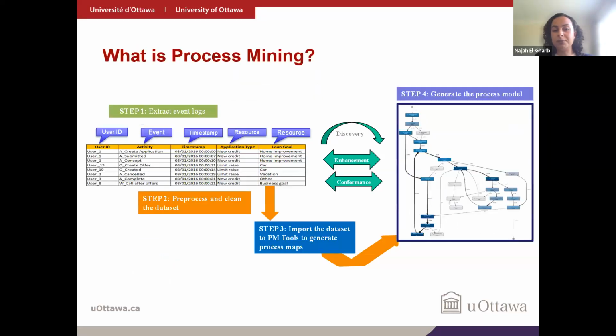So if I look a little bit deeper into process mining, we start with event logs, where we really require three main fields. I'm looking at user ID, who executed the process; the event, what step in my process was executed; and a timestamp, which is when the step was executed, in addition to other resources that could be there. That's what we call event logs. So we start by extracting those logs.